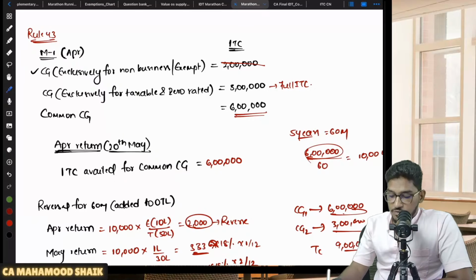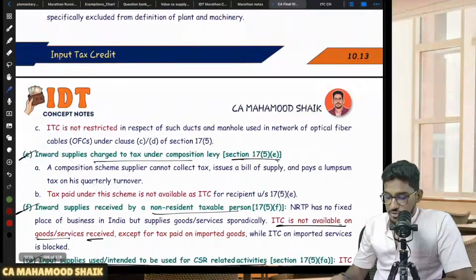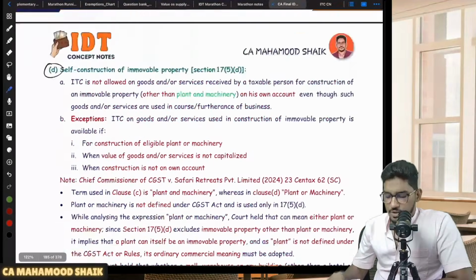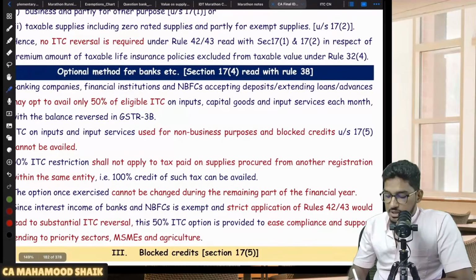Now I have one more rule for apportionment. For banks, they have given one more option. For banks and financial institutions, they have given one simple methodology for apportionment. So what they have told is the optional method for banks.